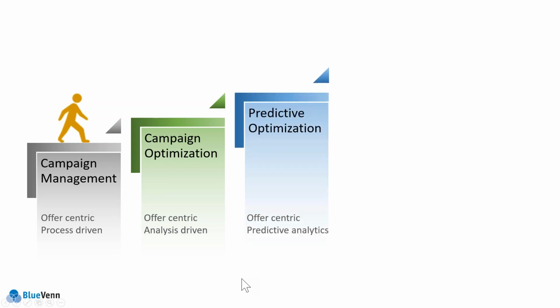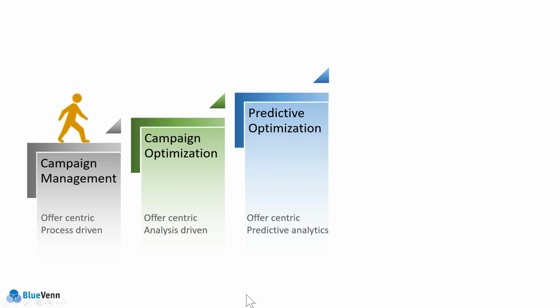And then the next step on our journey is predictive optimization. This takes the analysis element to the next step, really. It's using algorithms and models as part of the decisioning in a campaign, so that we rely less on empirical knowledge when optimizing a campaign, but more on statistics.